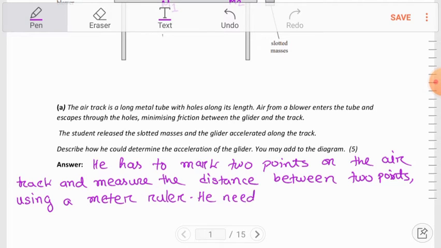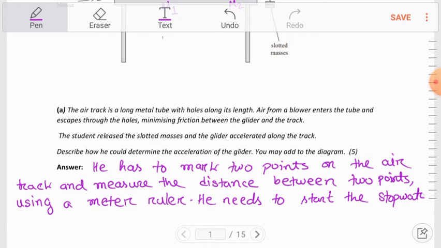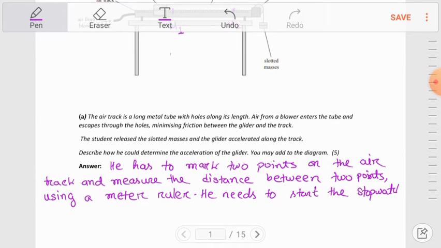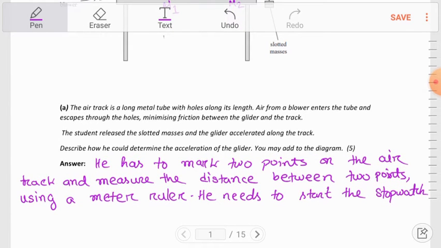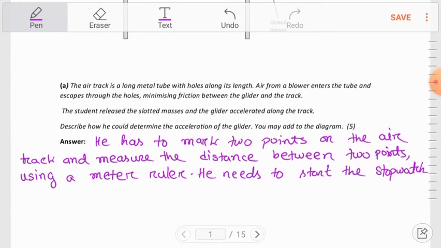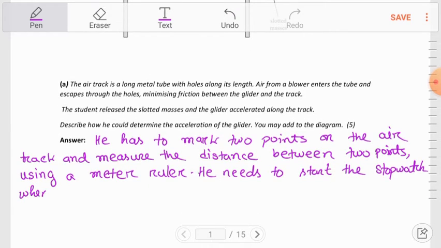He needs to start the stopwatch when the glider crosses the first mark, and stop the stopwatch when the glider crosses the second mark.